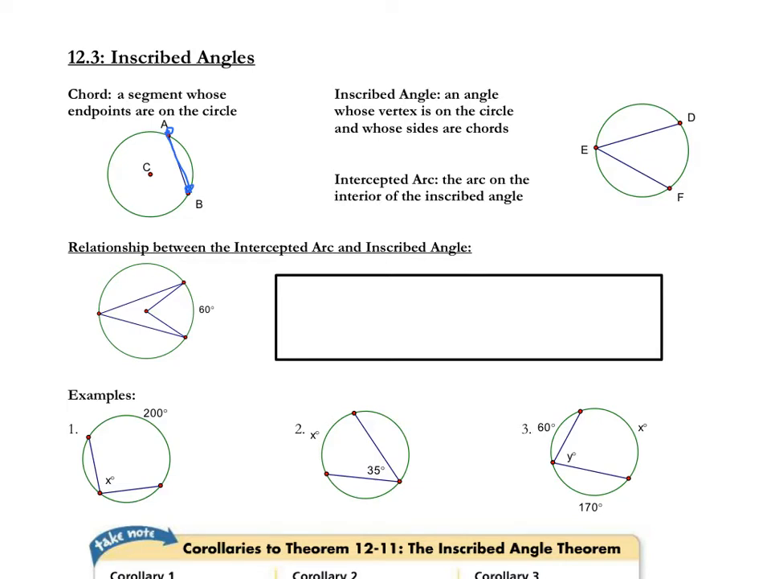An inscribed angle then is any angle whose vertex is on the circle, so the vertex has to be on the circle, and then the sides end up being chords. So this DEF, that's your inscribed angle. And then the second term here, intercepted arc, is the arc that is on the interior of that angle. So arc DF here is called the intercepted arc.